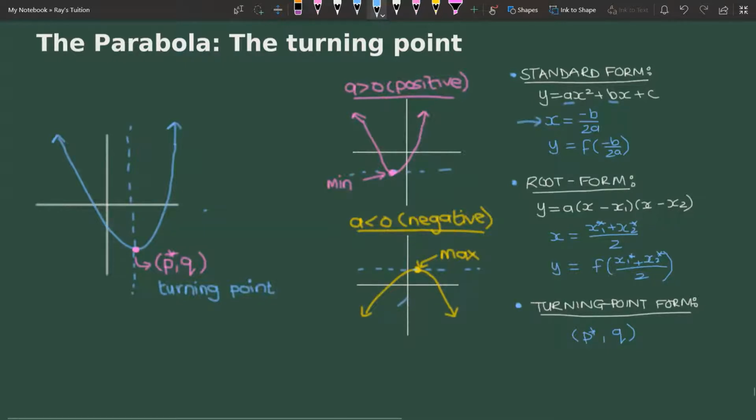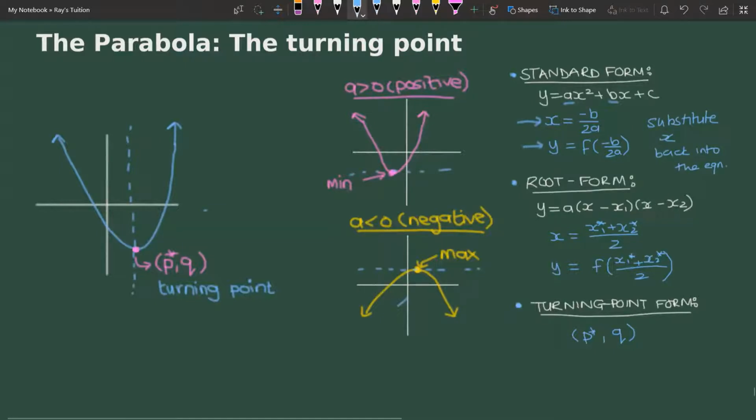To get the corresponding y coordinate of the turning point, we're going to substitute that x coordinate back into the original equation. So we're going to substitute x back into the equation.